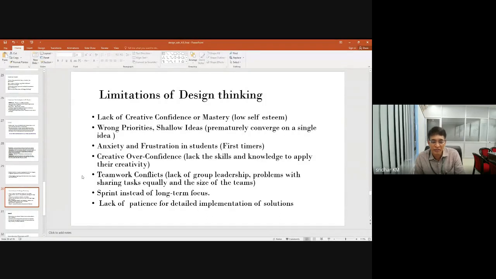Sometimes it creates overconfidence because of the lack of skill and knowledge to apply their creativity, they sometimes become overconfident. It is called creative overconfidence. Without knowing anything, we feel that we can do. That is called creative overconfidence.